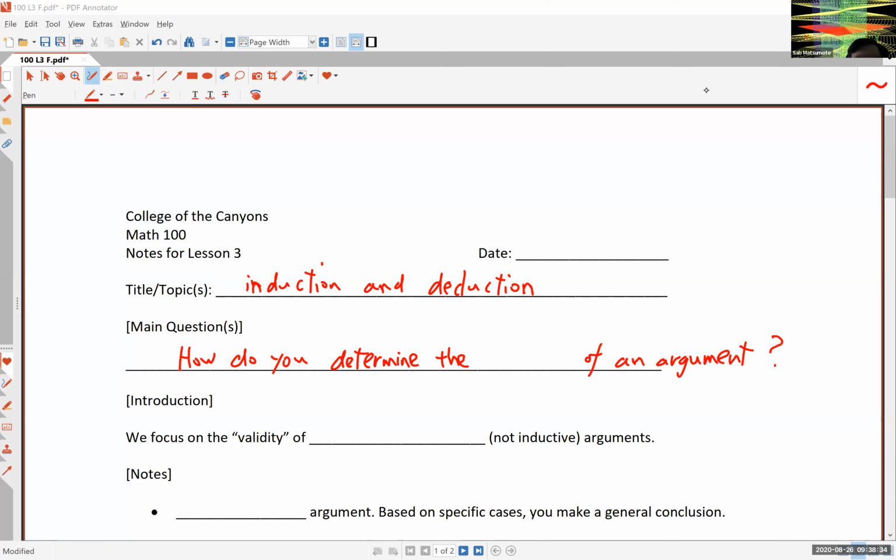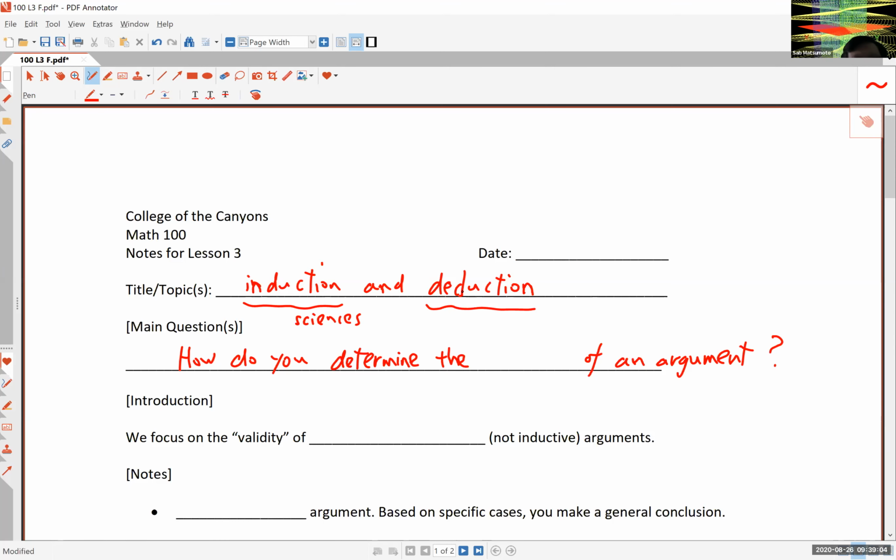All right, so here's the handout for lesson 3. I hope you have a blank handout in front of you. So go ahead and write down the title or the topics, induction and deduction. As I mentioned, these are the two main types of arguments. Some arguments are deductive, many arguments are inductive. Basically speaking, inductive arguments are what you'll see in the sciences, and basically in everyday life.